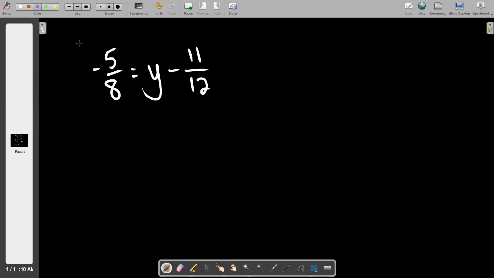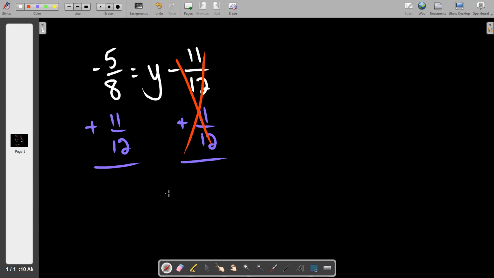So what we're going to add, we want to get rid of the number that's next to the y. So we're all going to add 11/12s to both sides. Close it off. Before you worry about the math, cancel, drop, drop. So cancel out your fractions, your inverses, bring down your y, bring down your equals. Now we have a quandary. How do you add two fractions?